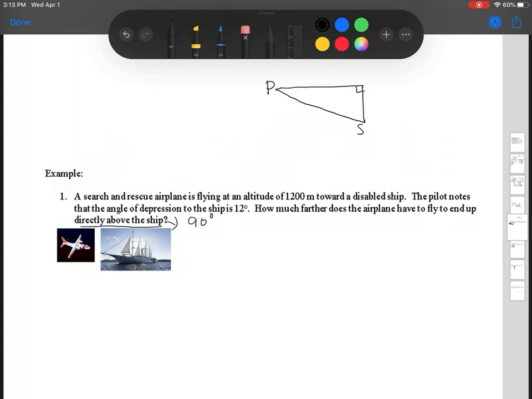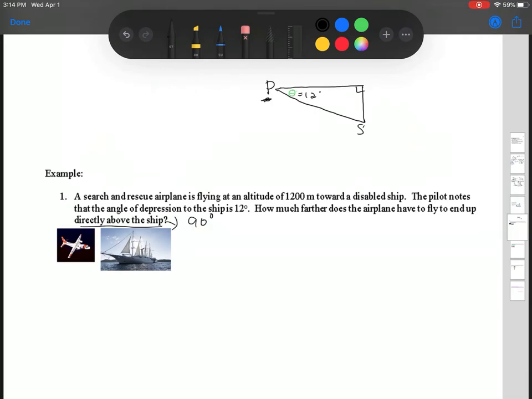Nicer than I did. Okay, so now it says the pilot notes the angle of depression to the ship is 12 degrees. So this is where it can be tricky. You want to do from the pilot or the plane here, and then the angle down to the ship. So we're talking about this angle in here. It's not talking about the angle of the ship with respect to the pilot. We're doing the pilot to the ship. Okay, so that's the angle we're using, which is 12 degrees.